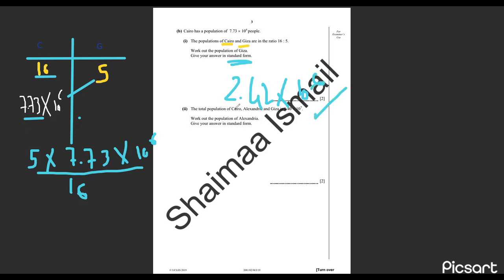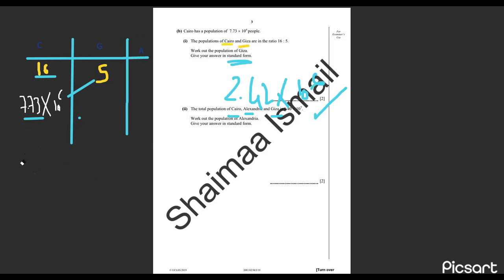Okay, the total population of Cairo, Alexandria, and Giza. So here we add another part, which is Alexandria. We abbreviate it, and we have to extend this part a little, just to be clear for you. And he said that the population of Cairo, Alexandria, and Giza is equal to 1.40 times 10 to the power 7.